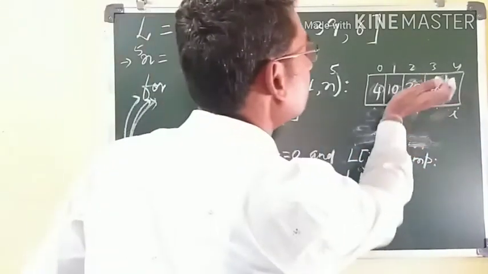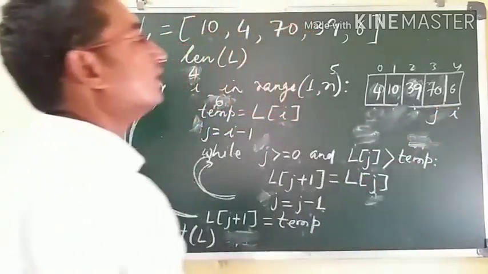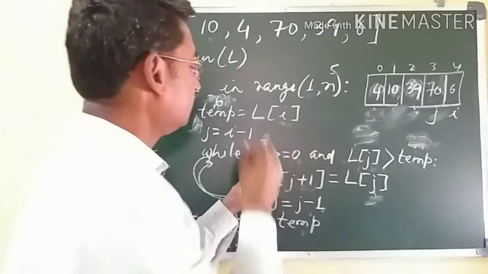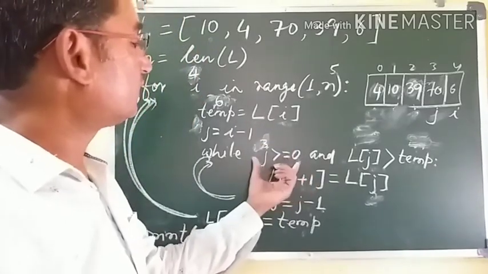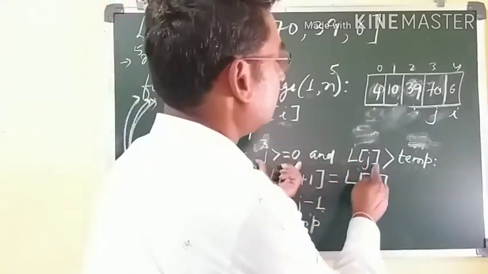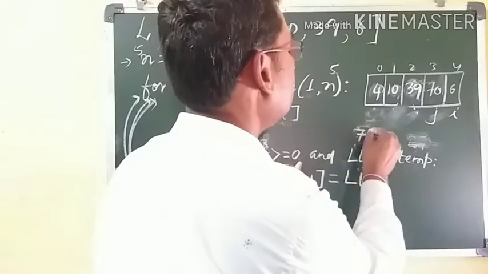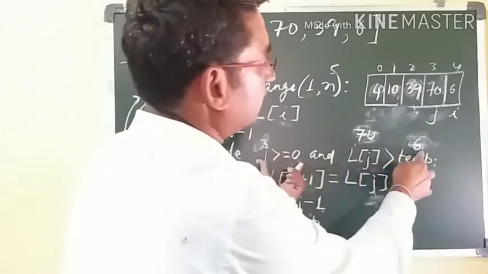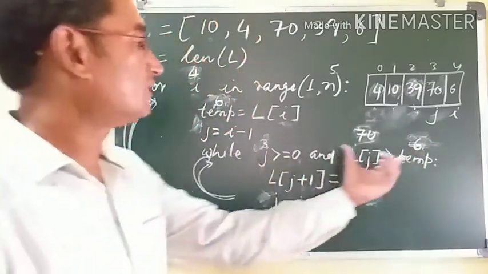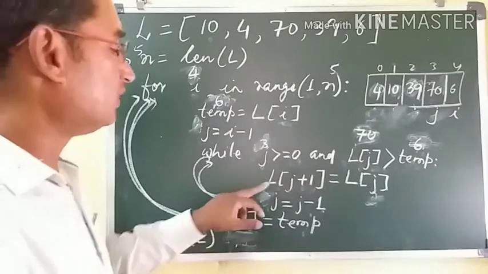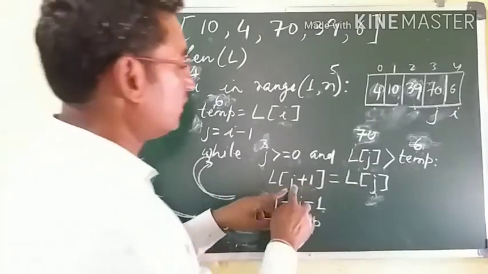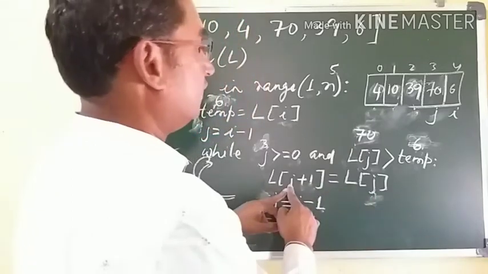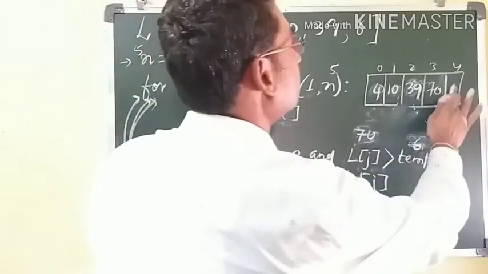The value of J will be I minus 1, the previous value. Now while J is 3, greater than or equal to 0, this condition is true, and L of J is 70, greater than temp, which is 6 here. 70 greater than temp means this condition is true. Then this statement will execute: L of J plus 1 means 3 plus 1, 4. In this 4, L of J will be assigned, means 70 will be assigned here.